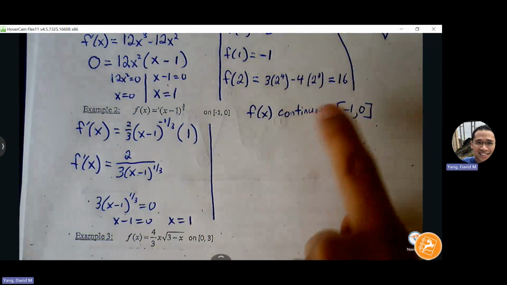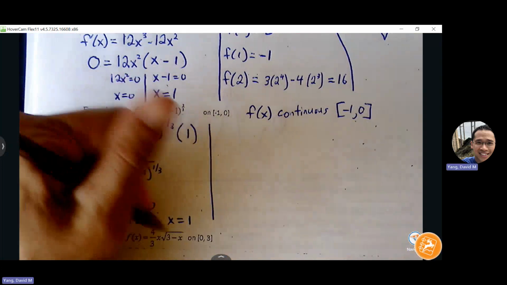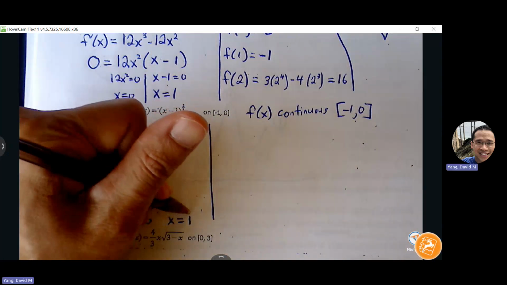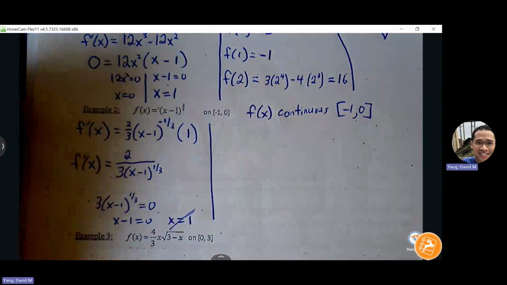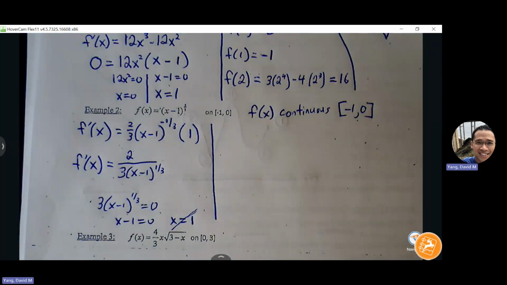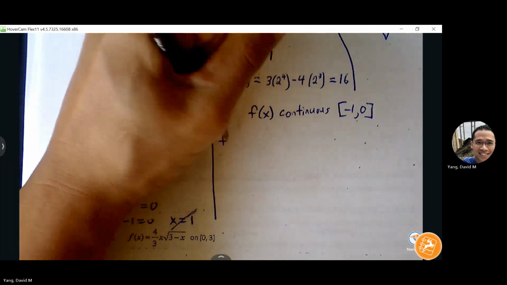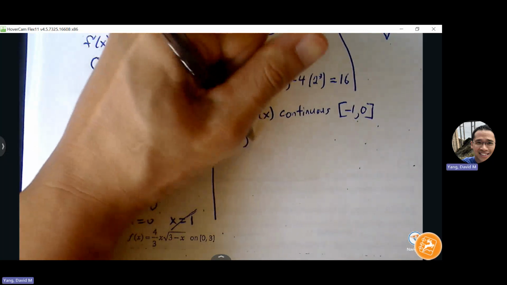Now, is 1 a valid critical point? No. Why not? It doesn't fall between -1 and 0. Good. So we did find a critical point, but it did not meet our criteria, so we remove it. It doesn't mean that we stop the extreme value theorem. It just means that we have one less candidate to test. So how many candidates do we end up having? Just 2, right? Just the endpoints.